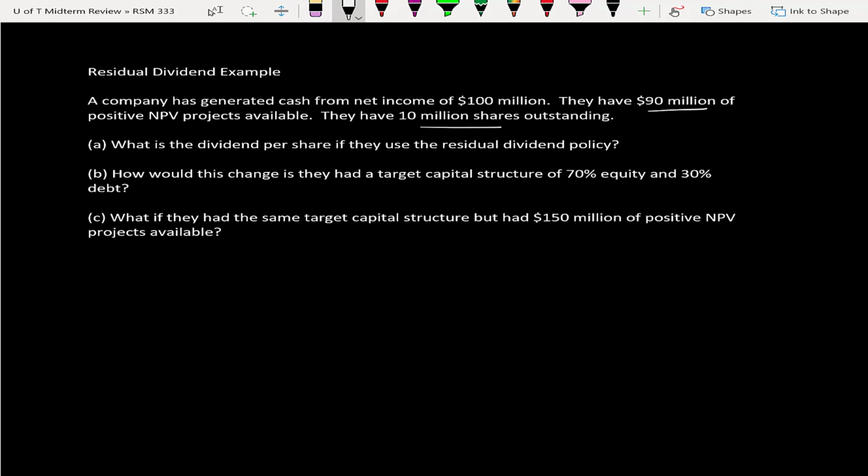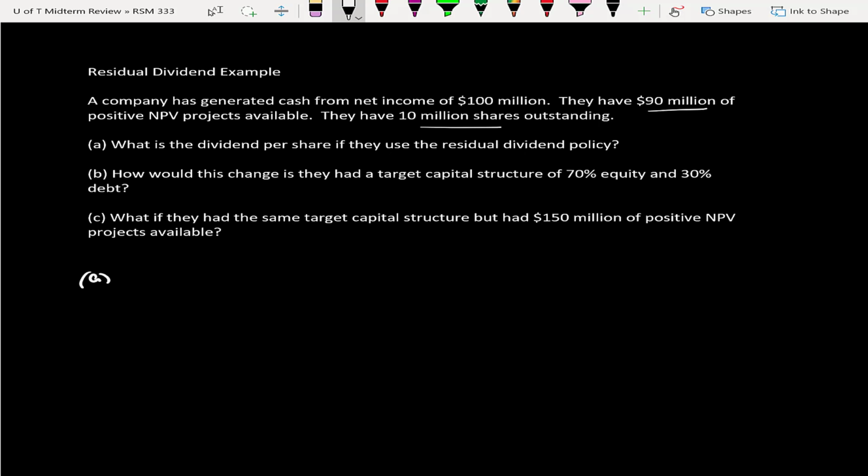The next part says, how would it change if they had a target capital structure of 70% equity and 30% debt? And then the last one is, what if they had 150 million of NPV projects available and the same target capital structure? So let's do the first one.